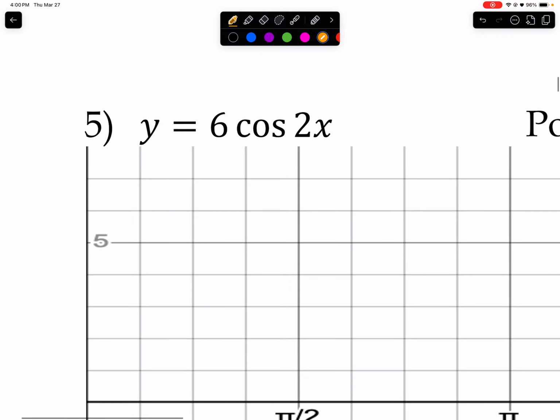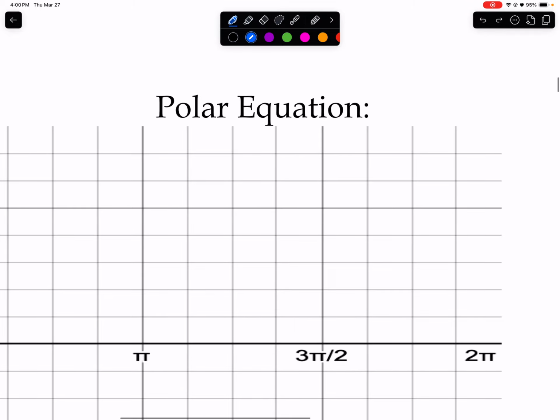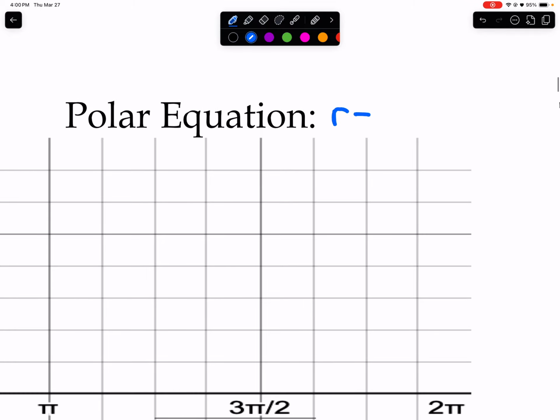But it's okay. So now we're going to have the equation y equals 6 cosine 2x. So what I notice here is that we have a b value, which is going to impact the period. So first, I'm going to rewrite this in terms of a polar graph. So this is going to be r equals 6 cosine of 2 theta.